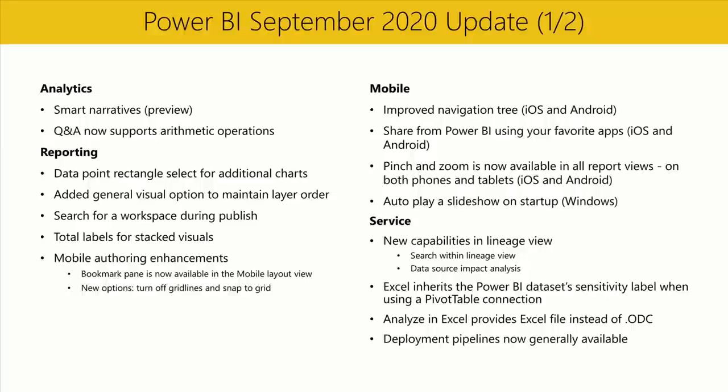Another frequent user request is the ability to see total labels for stacked charts, like the stacked bar or column, stacked area, and combo charts. Now you can, allowing you to see the aggregates of your data at a glance. Rian will walk us through this new feature.